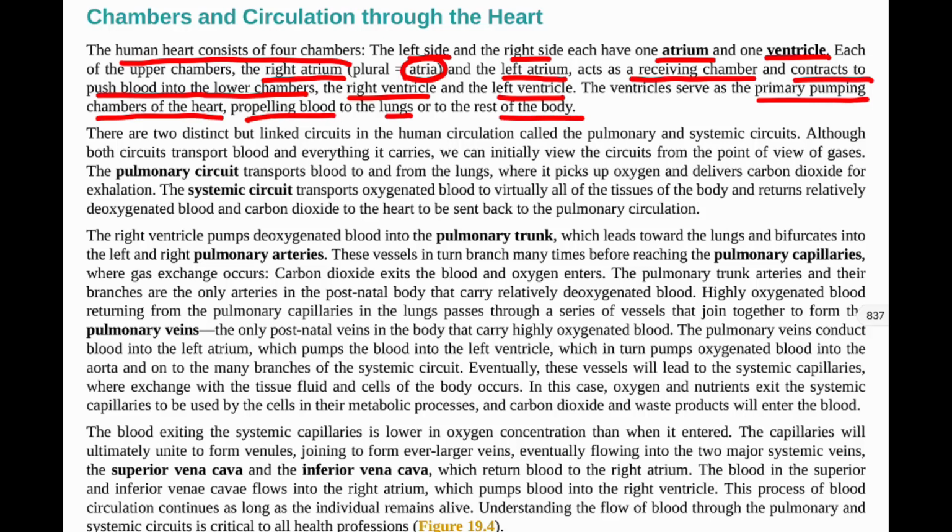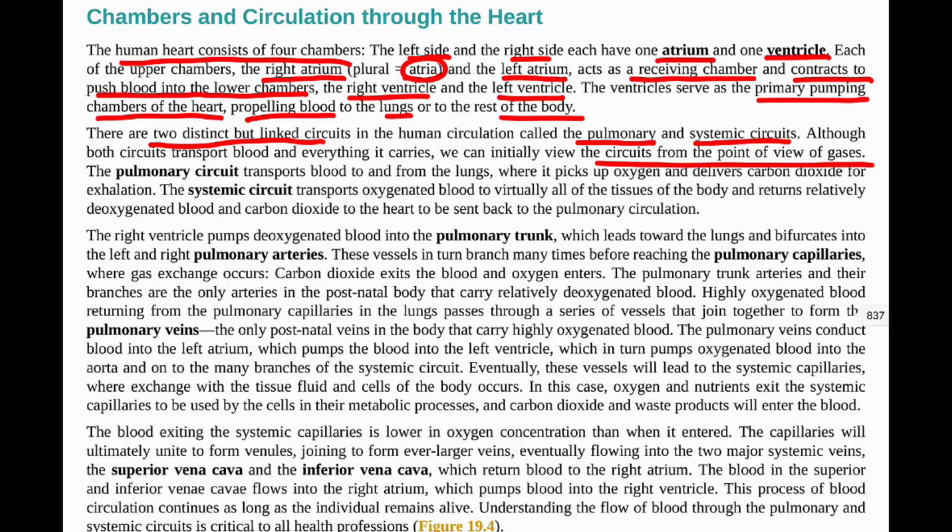We generally talk about them as 2 different circuits. They're linked, however, 2 distinct but linked circuits in the human circulation: the pulmonary circuit and the systemic circuit. Both of these circuits carry all of the stuff. They have carbon dioxide, they have oxygen, they have nutrients, they have waste. However, we distinguish them from the point of view of gases.